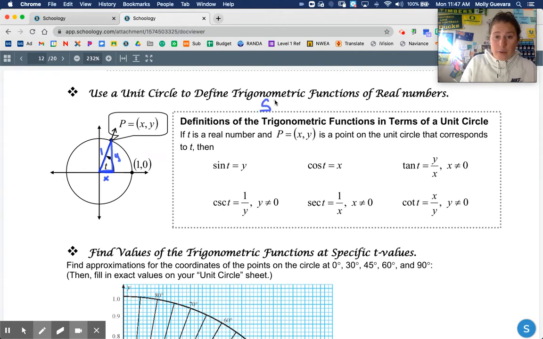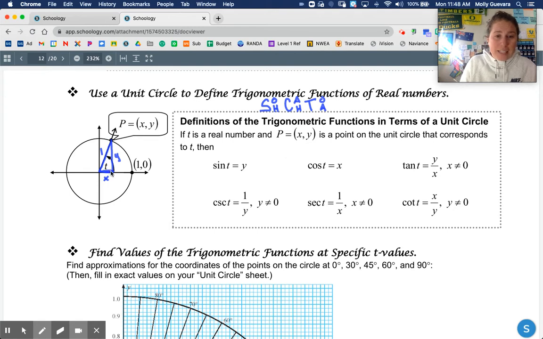So hopefully we remember SOHCAHTOA. Right? Sine is opposite over hypotenuse. Cosine is adjacent over hypotenuse. Tangent is opposite over adjacent. So T is a real number, right? It's an angle. The point is at x, comma, y.